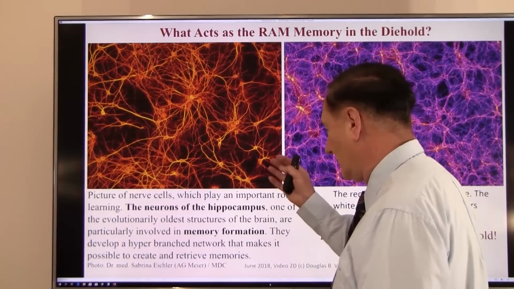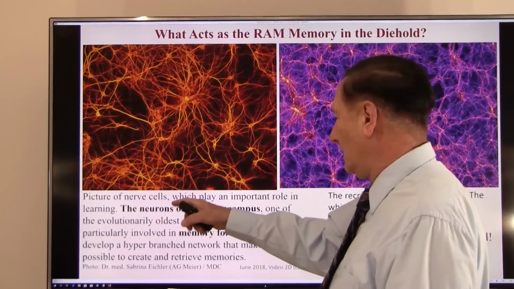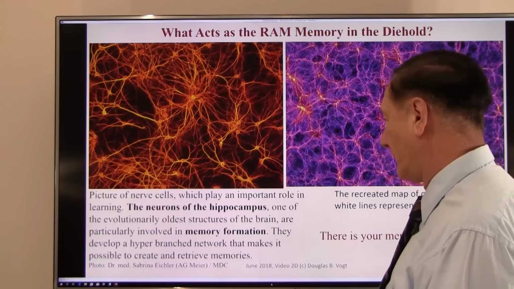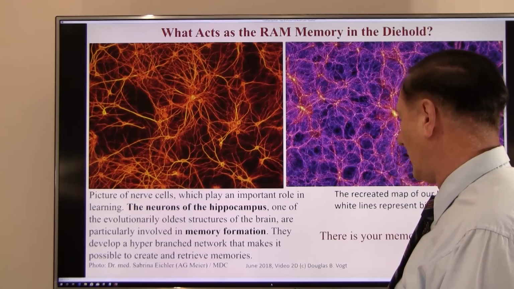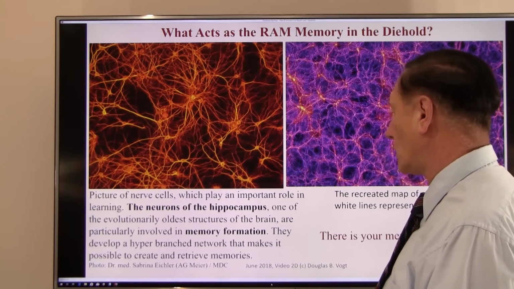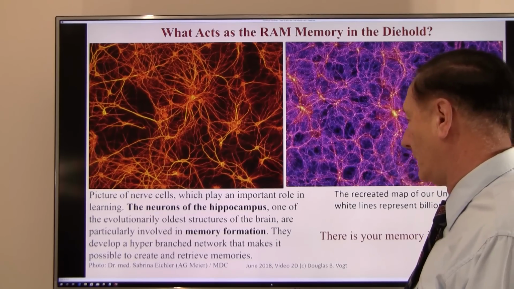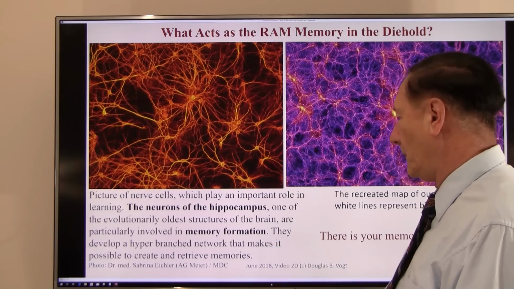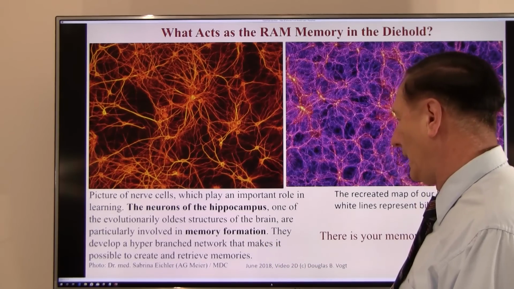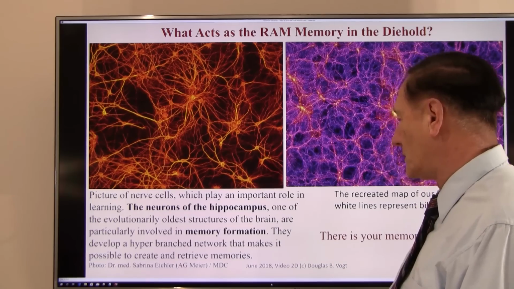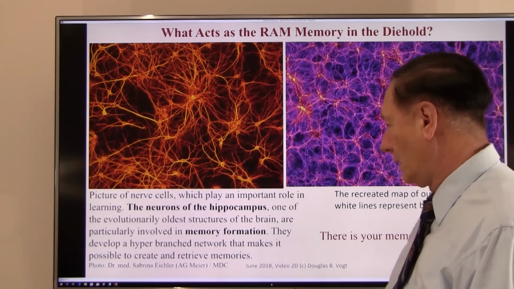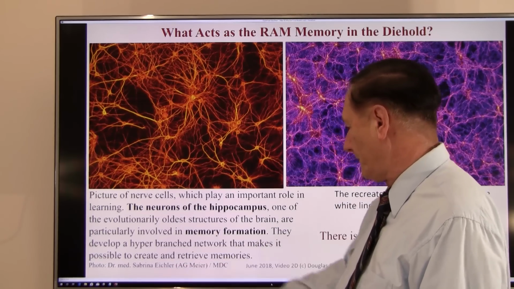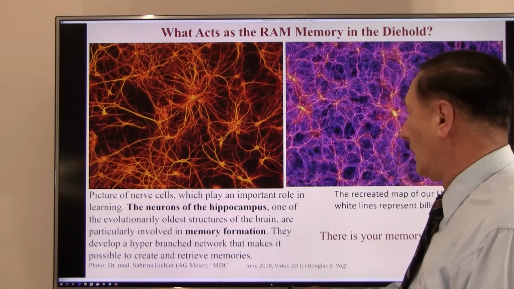This, courtesy of the Germans, I'll read it. A picture of nerve cells which play an important role in learning. The neurons of the hippocampus, one of the evolutionarily oldest structures of the brain, are particularly involved in memory formation. They develop a hyper-branched network that makes it possible to create and retrieve memories. Dr. Ahmed Sabrina Ilker, Germany.